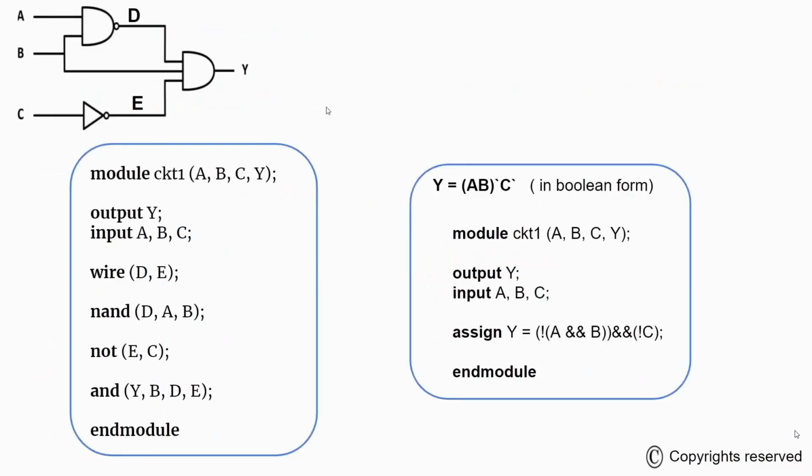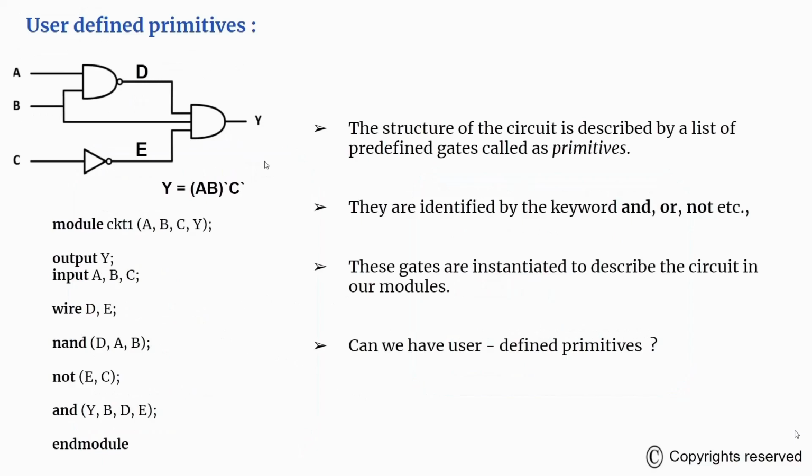In the previous video, we have seen how to write a Verilog module for a combinational circuit in two ways: assignment with Boolean expressions, and gates. The circuit is described by already existing gates as primitives. NAND, NOT, AND. These are already defined gates. We have instantiated them and used them. They are identified by keywords and, or, not, etc. These gates we have instantiated in our module and described it.